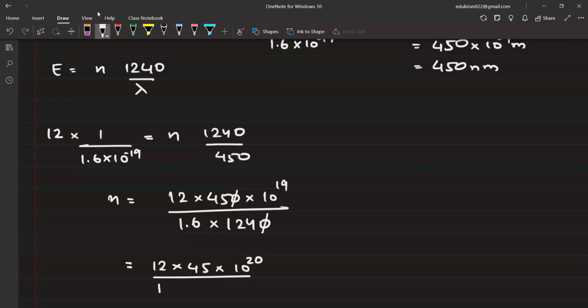This is nothing but 16 into 124. So 16 and 45 and 124 are here. Can we do any quick maths here? Is it possible? 45 into 2 is 90 into 6. So this will be 90 into 6 divided by 124 into 16.